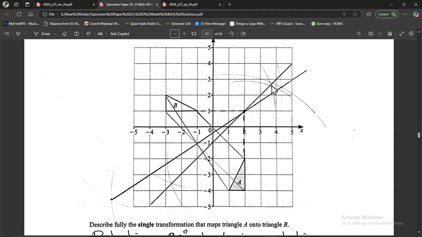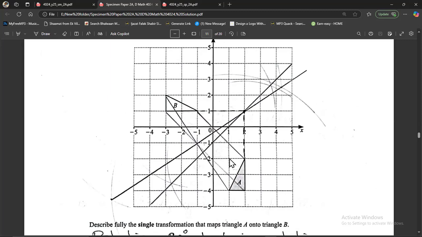Sorry, they intersect with each other where? I believe here and here. So you join them. So this is the perpendicular bisector of that line. Then I can join this point with this point, and I can draw the perpendicular bisector of this. I have just drawn two perpendicular bisectors.